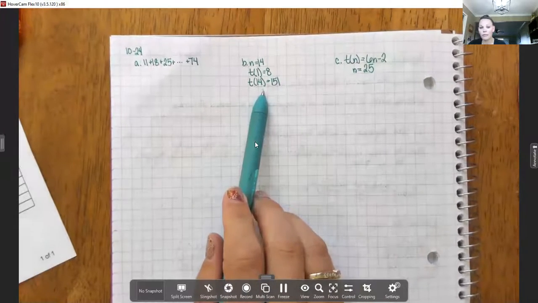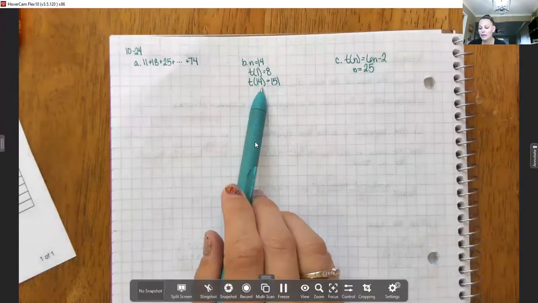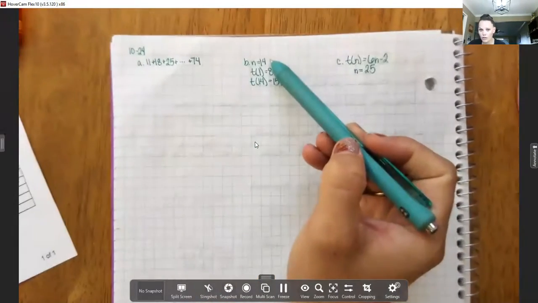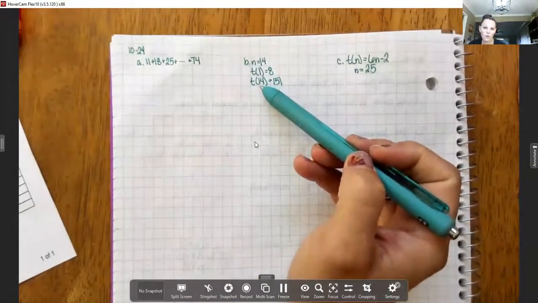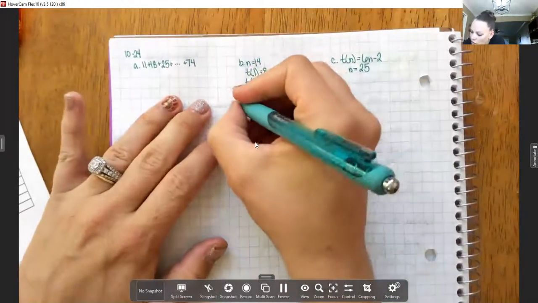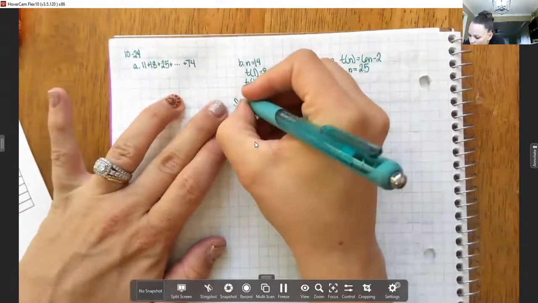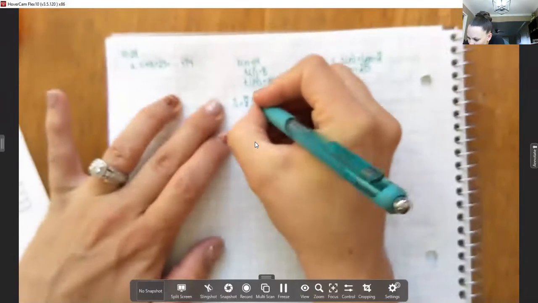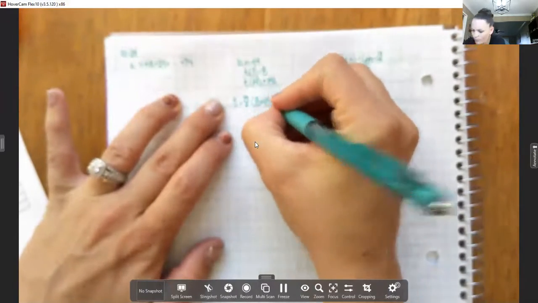I'm going to go maybe a little bit quicker than I did on the notes. I think B is probably the easiest one here because they give you everything you need. They give you the first term, they tell you there are 14 terms, and then they give you the 14th term, which means that's the last term.